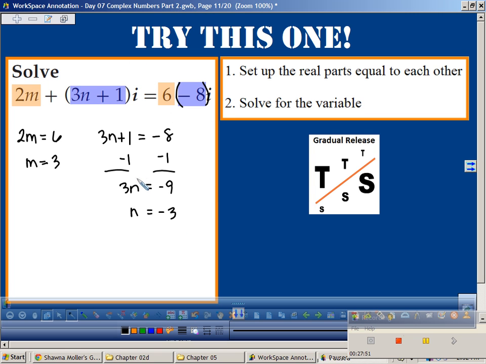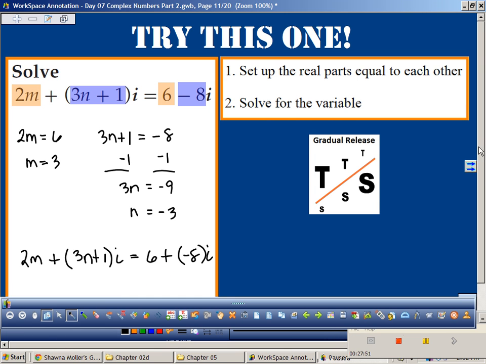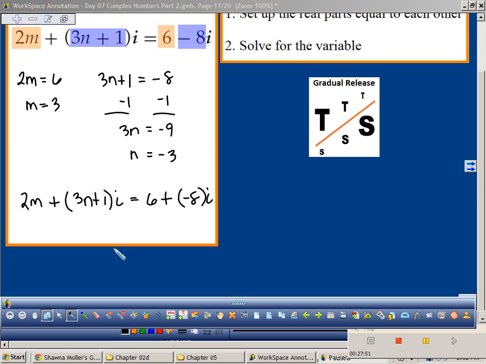Yes, Evan. Why did you put the 2 and put the 8? Just curiosity. Guys, I need it to be quiet for a second. I could rewrite it like this: 2m plus 3n plus 1i equals 6 plus negative 8i. Isn't that the same thing? Now do you have these parts matching and these parts matching? I just put the negative 8 in parentheses like that.